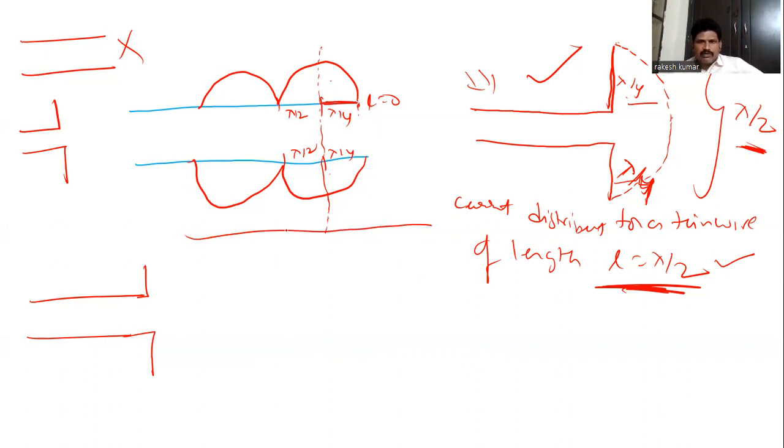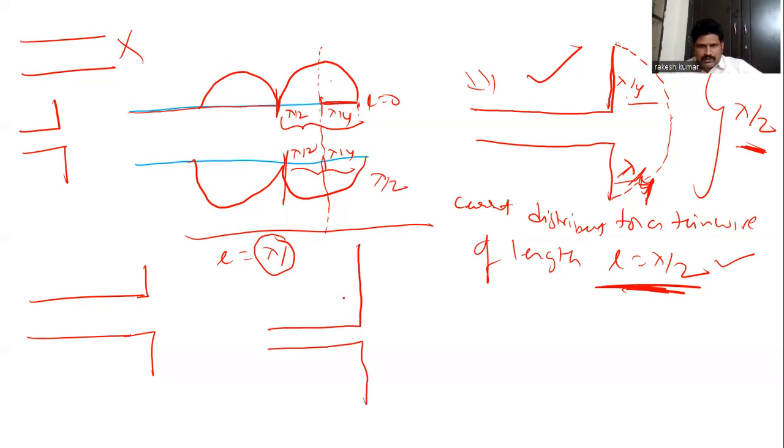Similarly, for example, if I want to calculate the current distribution for L is equal to lambda, where should I bend my top transmission line and bottom line? The total length is lambda, which means I want to bend the top one from here to here because it is lambda by 2, and the bottom one I also want to bend like this. It is lambda by 2. So I will simply bend my antenna like this. What is this total length? This total length is lambda by 2, and this total length is also lambda by 2. Now tell me, how is the radiation pattern?